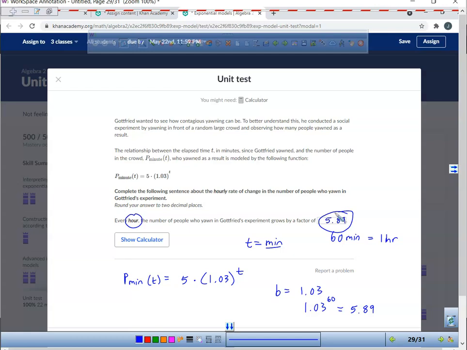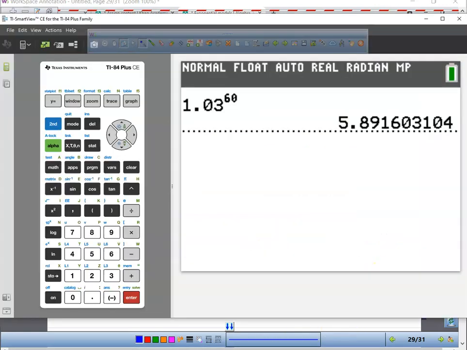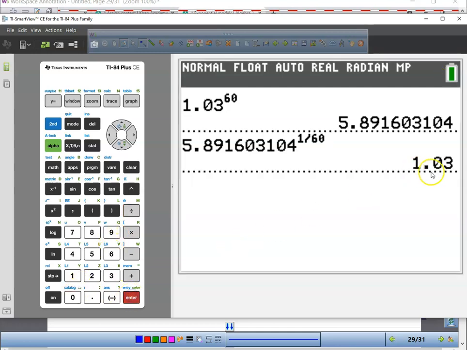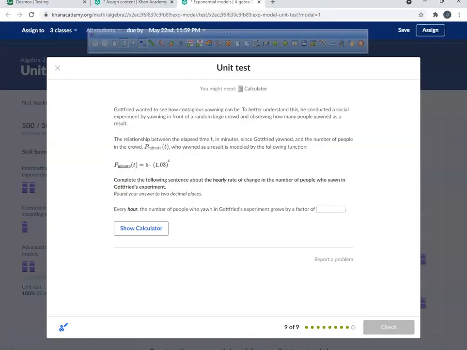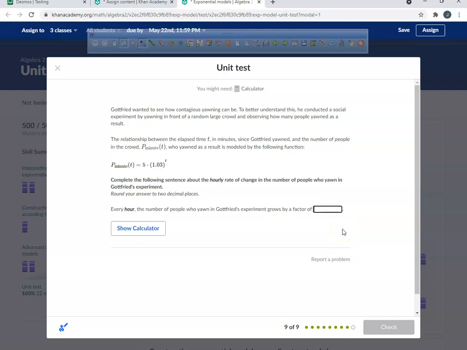So how do we go from minutes to hours? Raise it to the power of 60. If I wanted to go from hours to minutes, what would I have to do with this? I'd have to raise it to the power of 1 divided by 60 to get me back to the 1.03. Okay? And that's how math works. So what am I going to type in right there? 5.89. Hopefully I rounded it correctly.